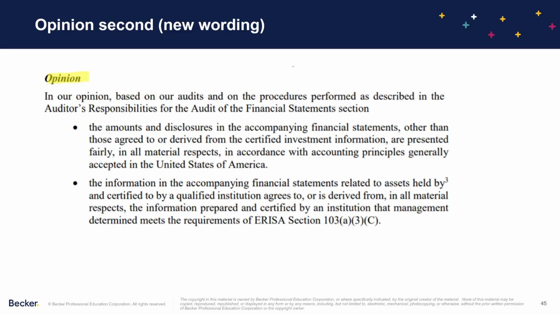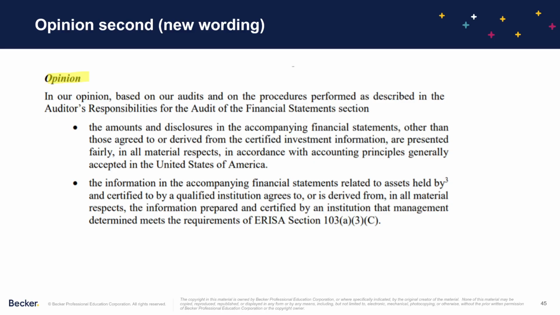Then in the next paragraph, the information in the accompanying financial statements related to assets held by and certified to by a qualified institution agrees to or is derived from, in all material respects, the information prepared and certified by an institution that management determined meets the requirements of ERISA Section 103(a)(3)(C). So you're noticing here we do not disclaim an opinion. We actually are saying that we were able to agree the financial statement information about the investments to the certification that they received from the bank. So we're not disclaiming an opinion in that scenario.